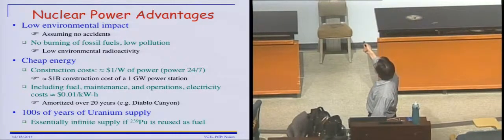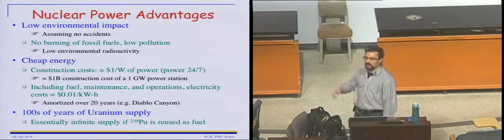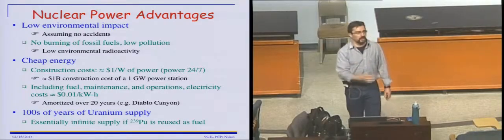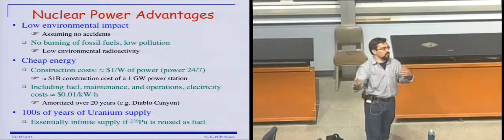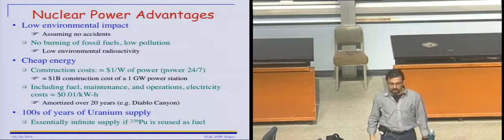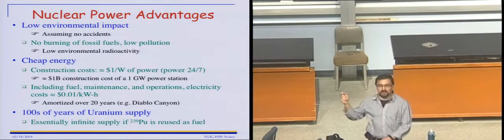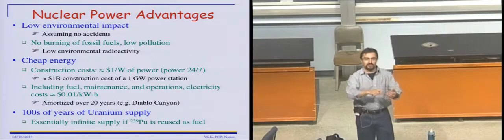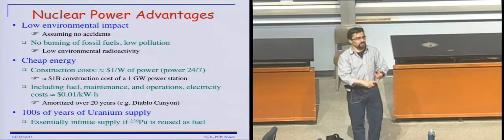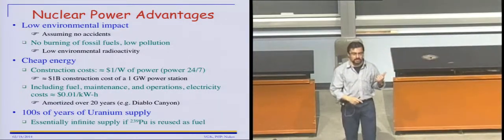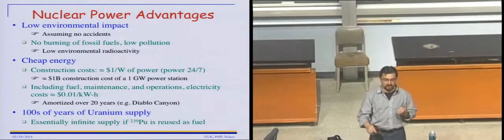So this is the cost if you, again, amortize the cost of building the plant over roughly 20-year lifespan. Now, of course, this cost does not account for insurance and does not account for potential accidents. So that's the potential disadvantage.